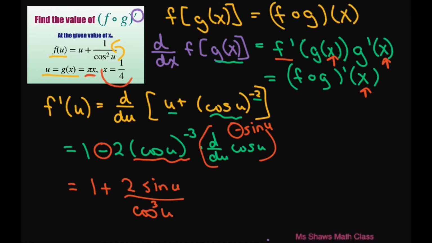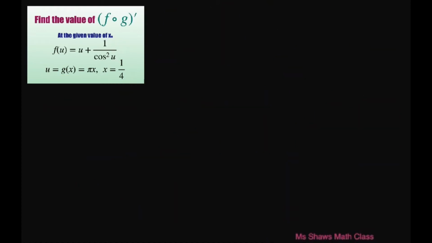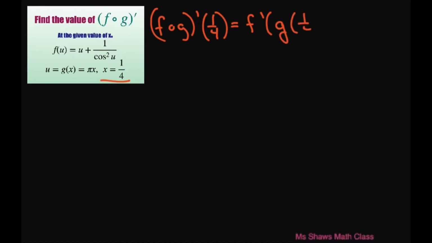Now for g of x, we're going to do g prime of x. That's where you differentiate with respect to x the function pi x. Well, that just equals pi. And that's just a constant. So now we can use our formula and put all this together. So your formula is going to be f prime of g of 1/4 times g prime of 1/4, since x is 1/4.